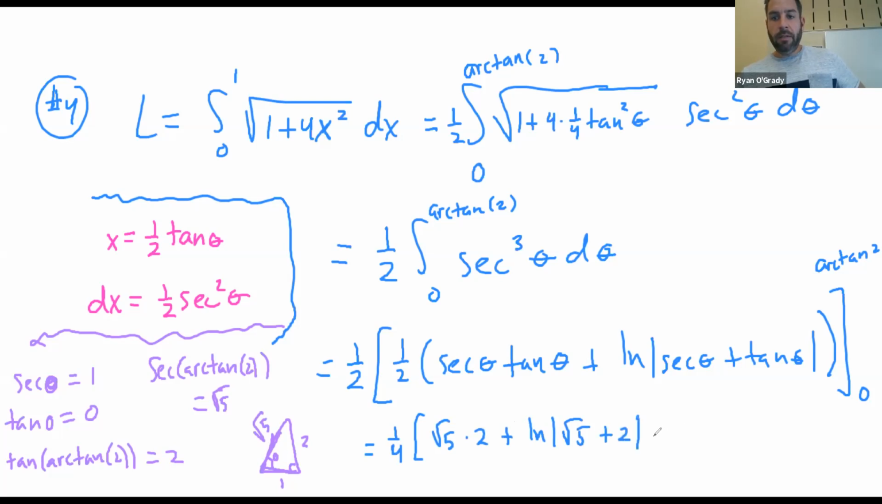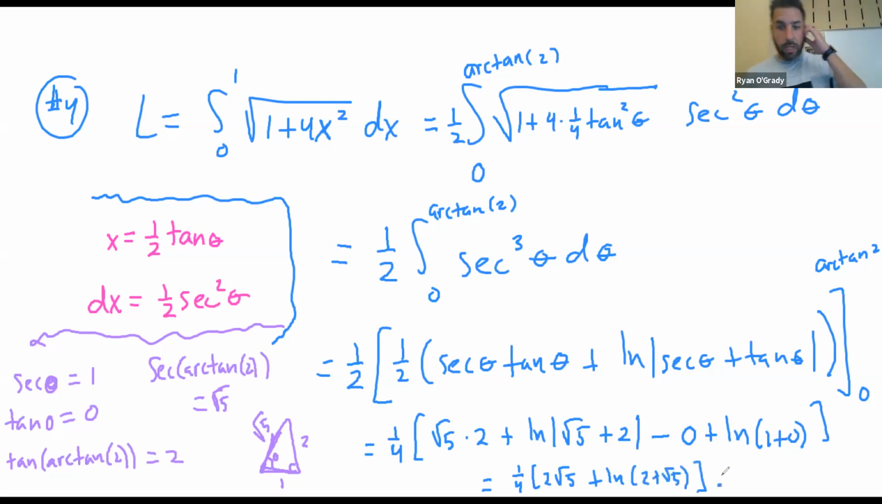And then when I plug in 0, what happens? Well, the first term goes away, and then it's going to be log of 1 plus 0. Yikes. What a fiasco. But that just turns out to be 0 anyhow. So what you end up getting is 1/4 times the quantity 2 root 5 plus the natural log of 2 plus root 5. Holy heck. That is an ugly number, but it is the arc length of the parabola.